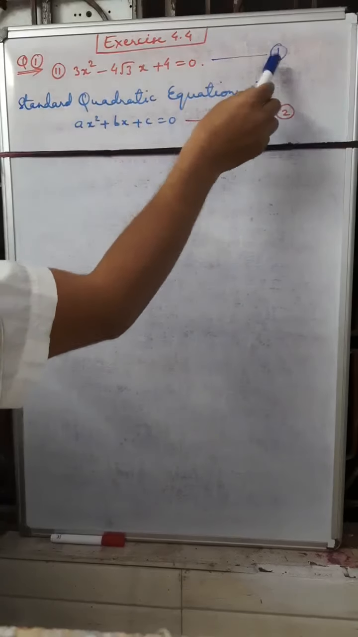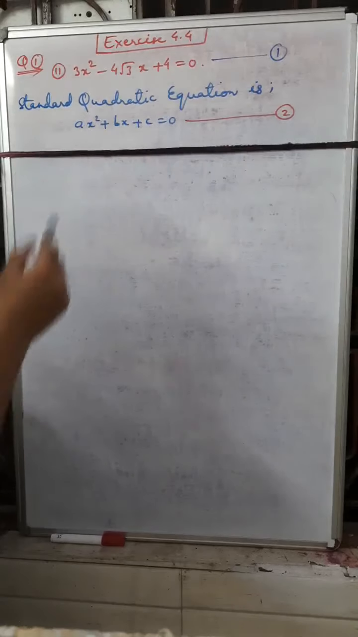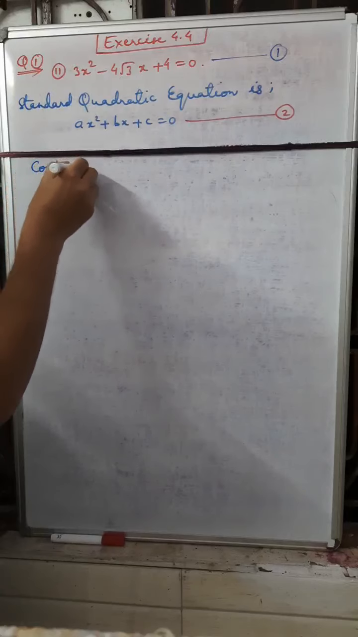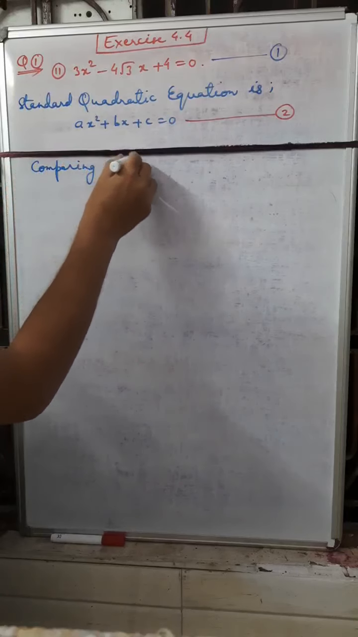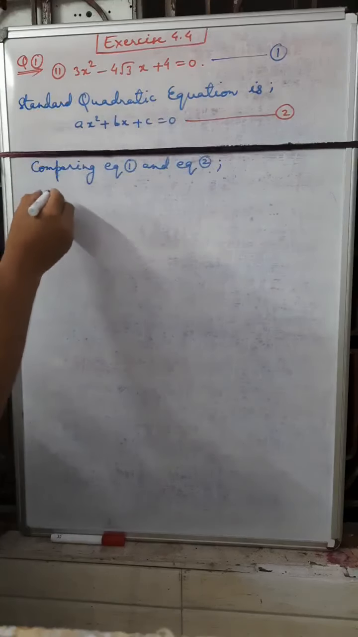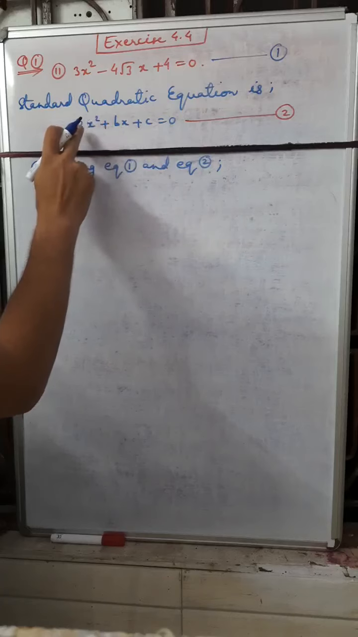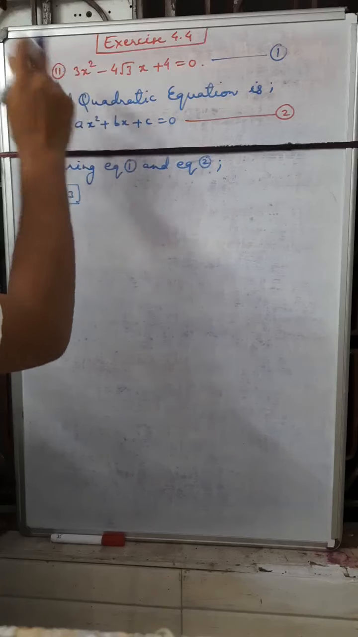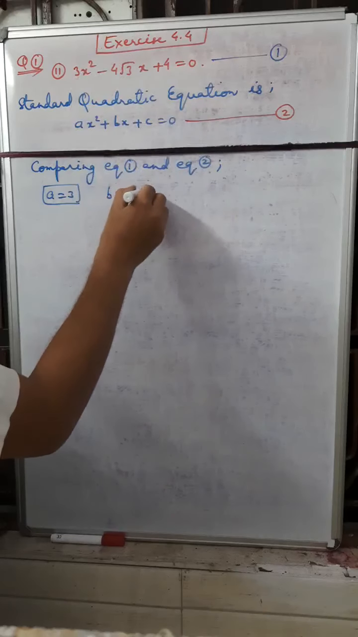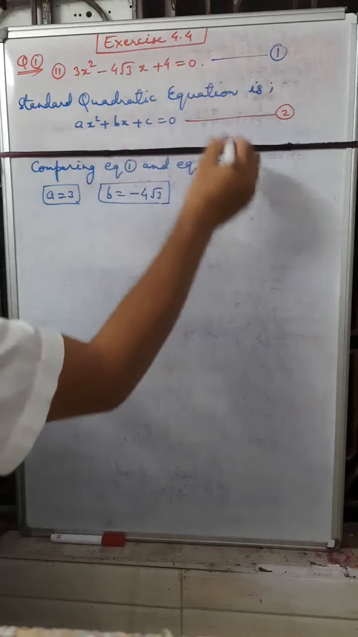Suppose it is equation number 1, the standard quadratic equation. We know that ax² + bx + c = 0. Now we will compare both the equations, comparing equation 1 and equation 2. So what will we get? We get a = 3, because the coefficient of x² is a, and the coefficient of x² here is 3. Now b is the coefficient of x, which here is −4√3. Now c, the constant, is equal to 4.